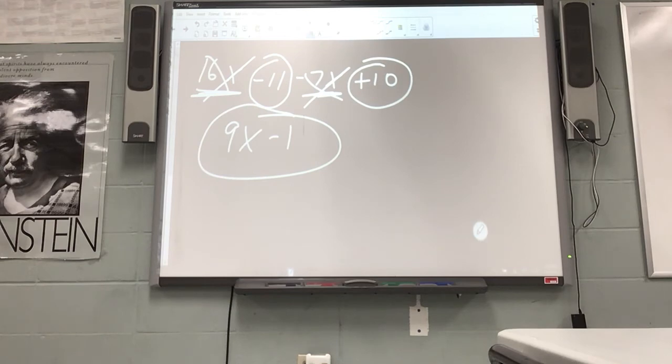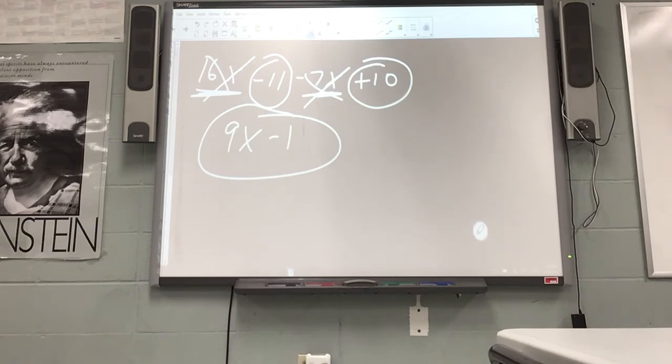When you're adding or subtracting with variables, you don't change the power. That happens when we get into multiplying and dividing. So you couldn't say 16x minus 7x, that was the 2x's, so make it x squared. No, we don't do that. Just when you multiply and divide do you change powers.